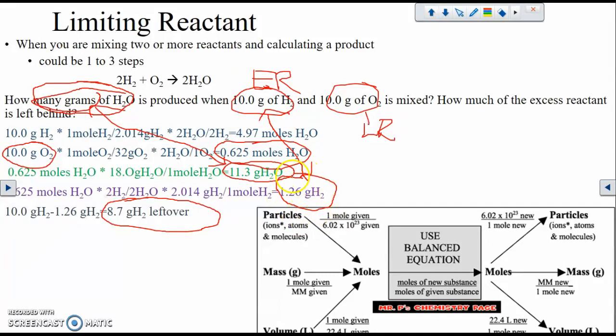And the ending step for this typical limiting reactant problem is a subtraction. So obviously we have 10 grams of hydrogen, we only use 1.26 grams. There's going to be 8.7 grams of hydrogen left over.